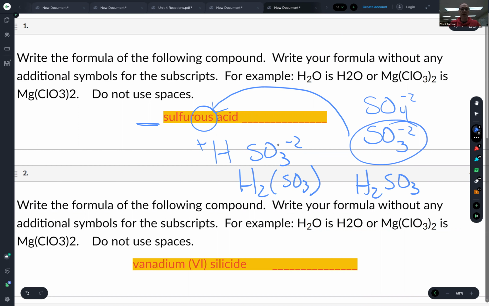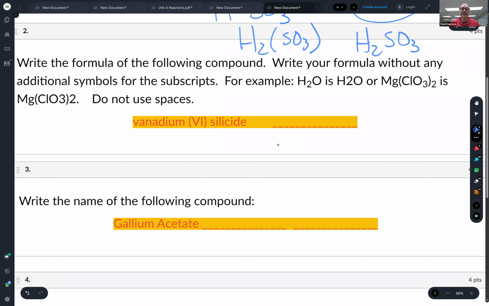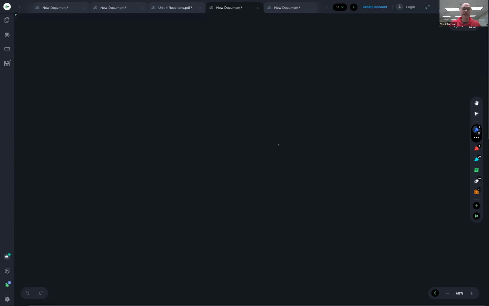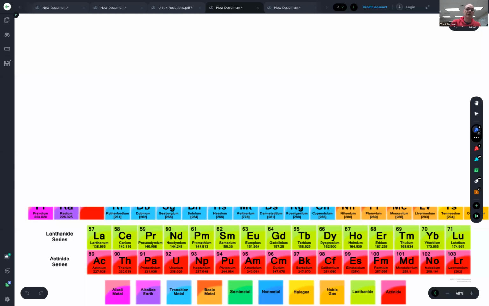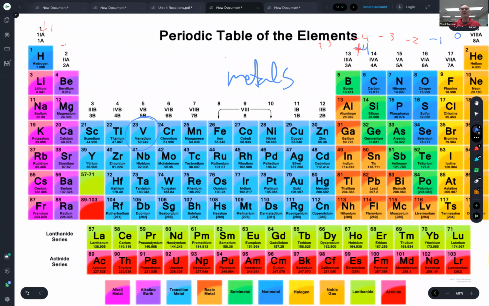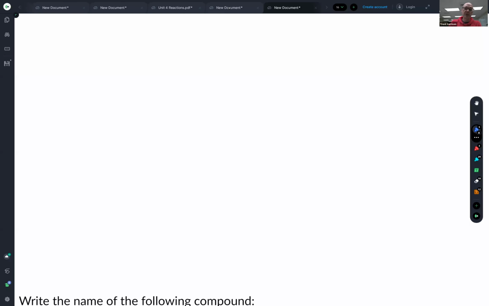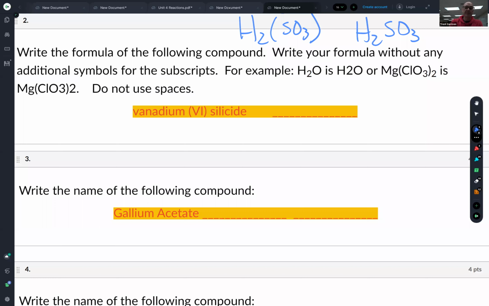Next, number 2. I see that this one is a transition metal. Now, how do I know it's a transition metal? Because there is a Roman numeral. So I look on my periodic table, I see vanadium is right here in the center at number 23, verifying what I already documented with the Roman numeral. So I'm going to have vanadium, and its charge is based on this Roman numeral. So that's a 6, VI.